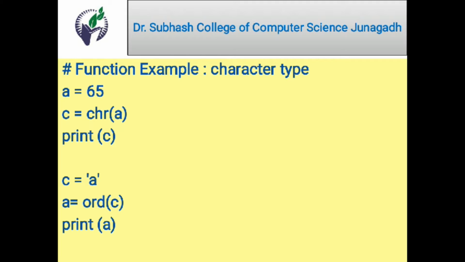In the same way, here c is equal to the character a. ord(c) will give you the ASCII value of the small a, which is 97. We can perform some arithmetic operation on this too. For example, if you write ord(c) + 1, then 97 plus 1 is 98, so a will contain 98.